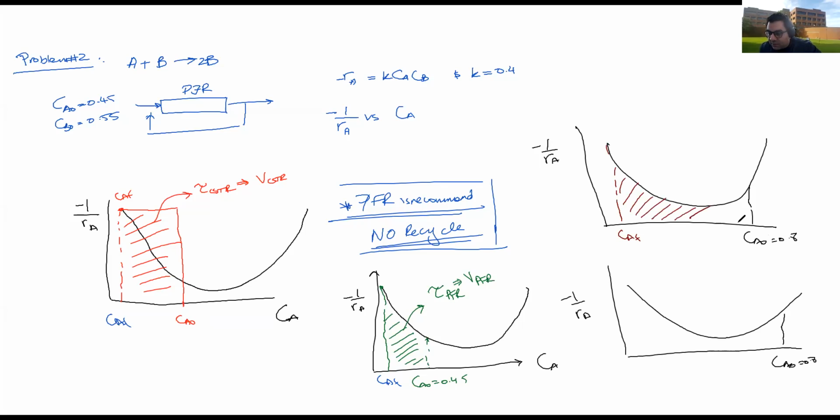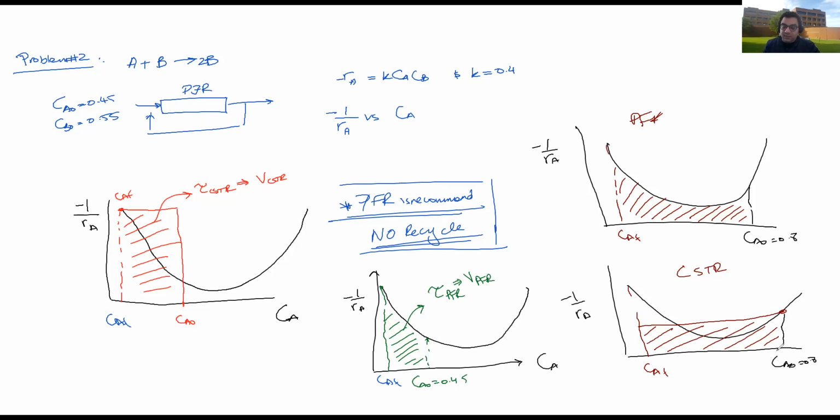the residence time of a PFR is going to be this entire volume, and this is for a PFR, whereas for a CSTR, your residence time will actually be only taking this point, and this is my CAF, and I'm going to take this point, draw a horizontal line, and just take this area under the square. And as you can see, for a CSTR, the reactor volume is much less than a PFR.